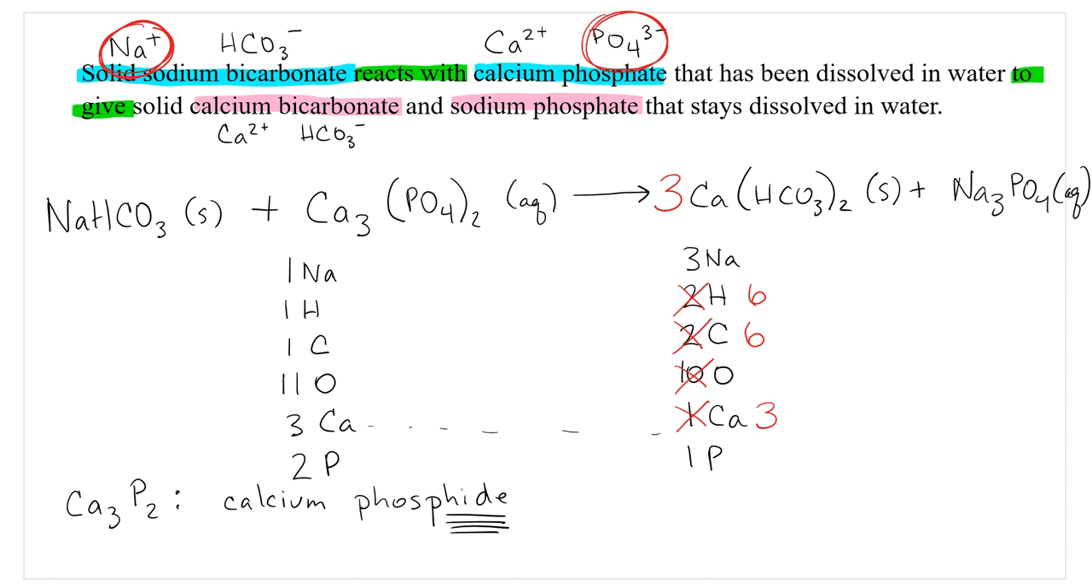I don't think it's 16. How many oxygens do we have? I got 22. So we have 2 times 3 gives you 6, 6 times 3 gives you 18, and then 18 plus 4 gives you 22. Did you get 22 after looking at it again? Beautiful.